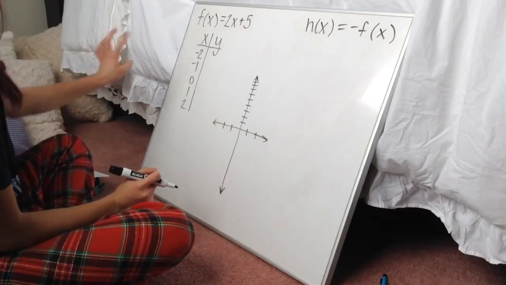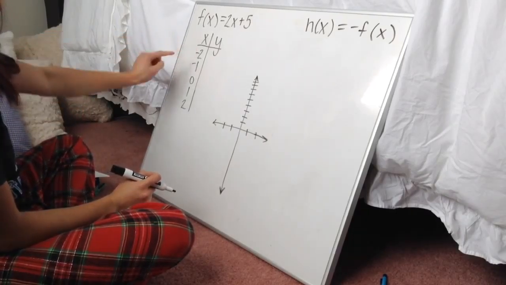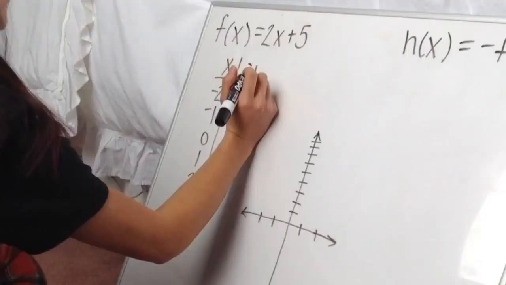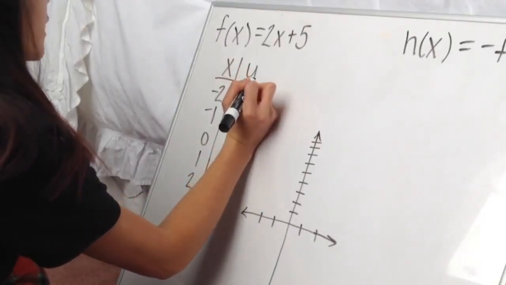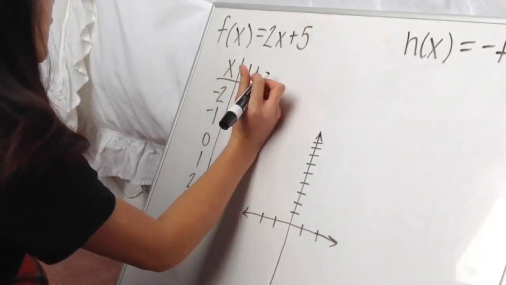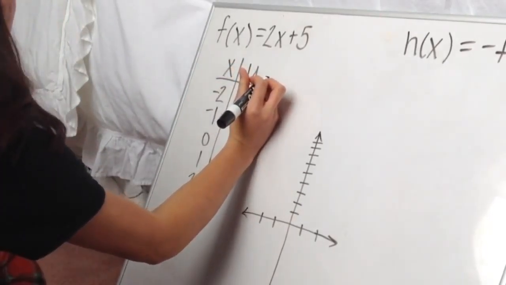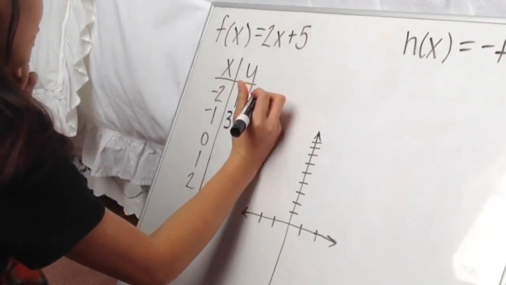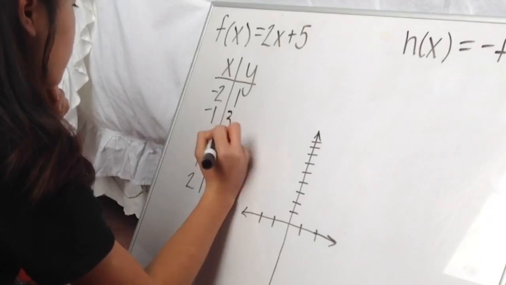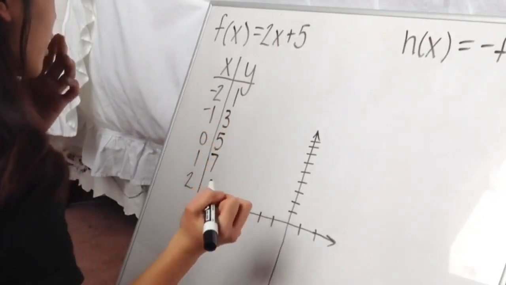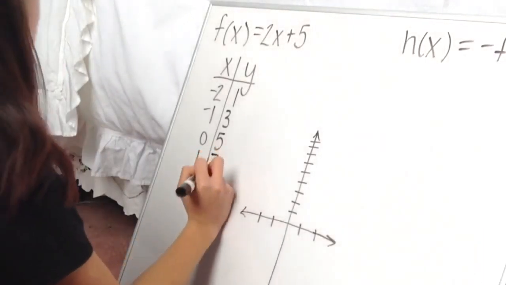The problem I'll be solving is f of x equals 2x plus 5. The first step I'll be doing is plugging in negative 2 through positive 2 into x. I'll start off with negative 2. Negative 2 times positive 2 plus 5 is 1. Negative 1 times 2 plus 5 is 3. 0 times 2 plus 5 is 5. 1 times 2 plus 5 is 7. And 2 times 2 plus 5 is 9.